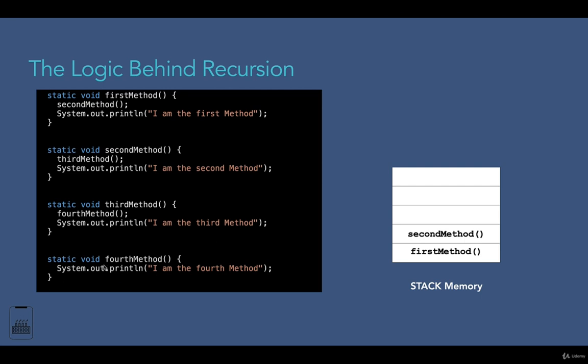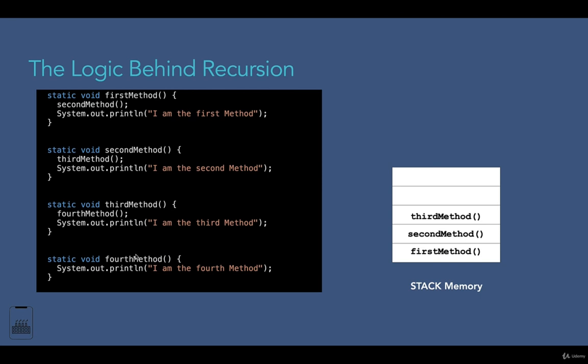Then after executing the fourth method, it needs to come back to the third method. So somehow it needs to remember the third method. This means that the system will insert the third method's name into the stack memory over here. The last method is the fourth method, which is executing one line of code without calling any function, which means that the system does not need to store it somewhere for calling back. It will not be inserted in the stack memory.